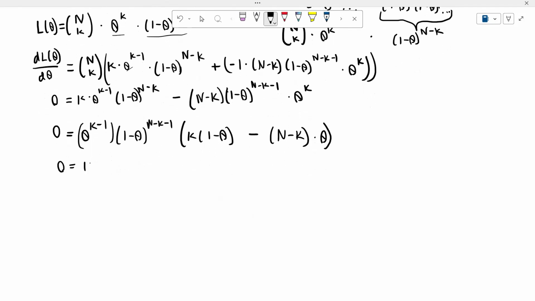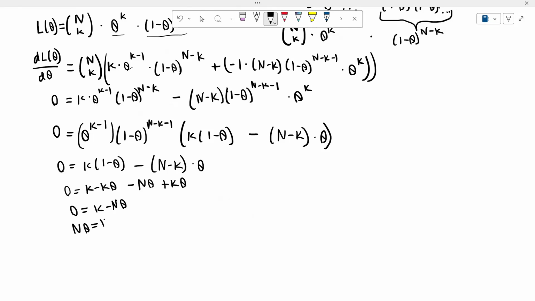So we're really going to set k times (1 minus theta) minus (n minus k) times theta equal to 0. When we solve, we get k minus k theta minus n theta plus k theta. We see that we have a minus k theta and a plus k theta. So we get 0 equals k minus n theta, or n theta equals k. So we find that theta is maximized when it is k over n.